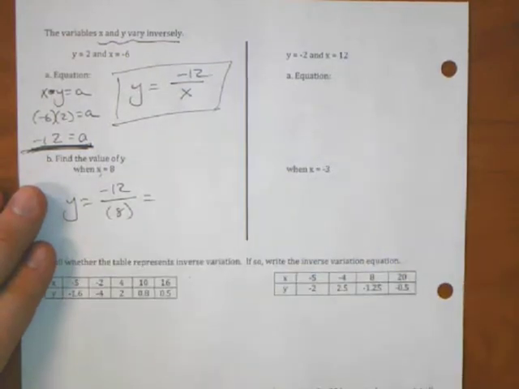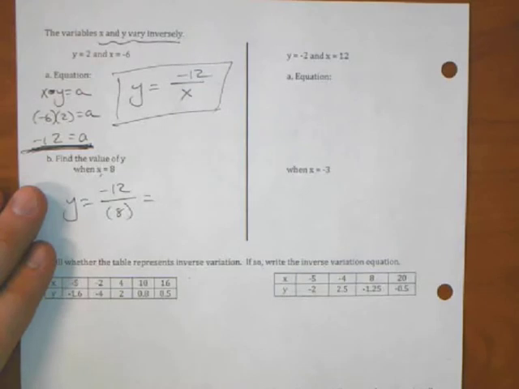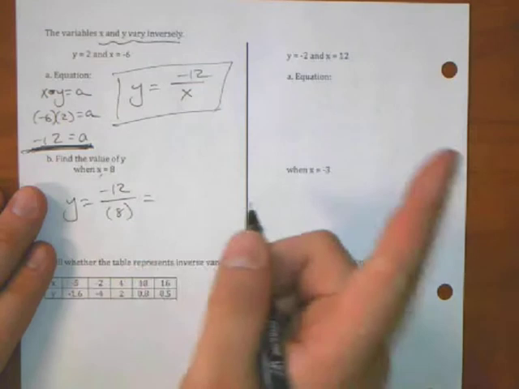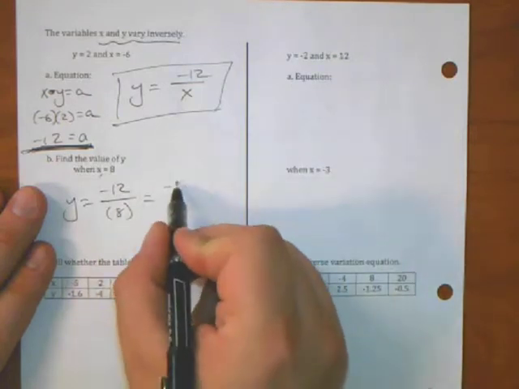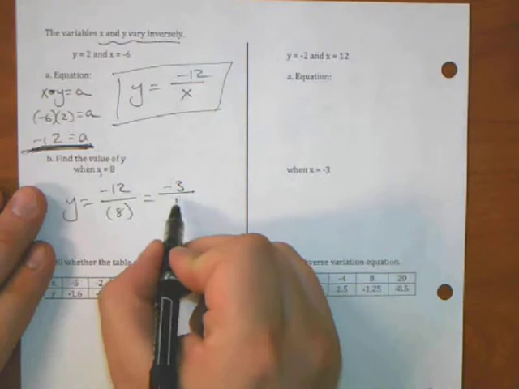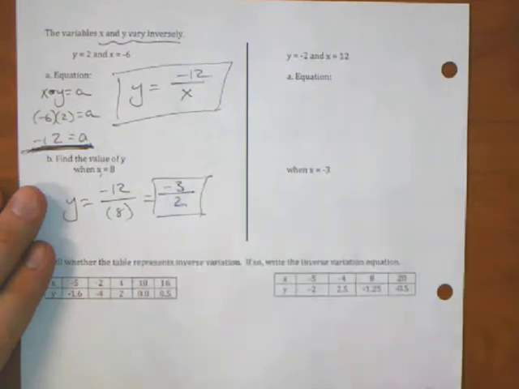And what does -12 over 8 simplify to? What's a number that goes into both 12 and 8? 4 is the largest. 2 does, but 4 is the largest. So 4 goes into both of them. 4 goes into -12 3 times. It goes into 8 twice. So when x is 8, y is -3 over 2.